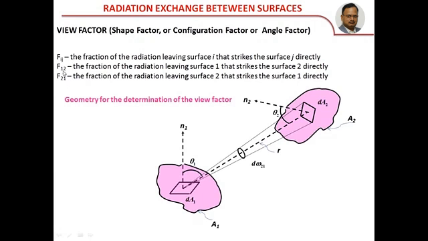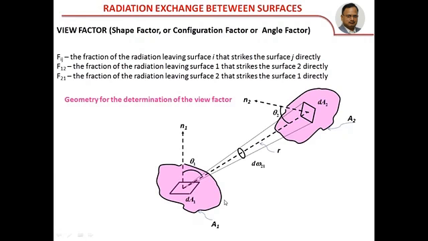So F1 to 2 is shape factor between 1 and 2. F2 to 1, shape factor between 2 to 1. It is also called angle factor or configuration factor or view factor. How to determine the fraction of energy leaving a body 1 and falling on body 2?